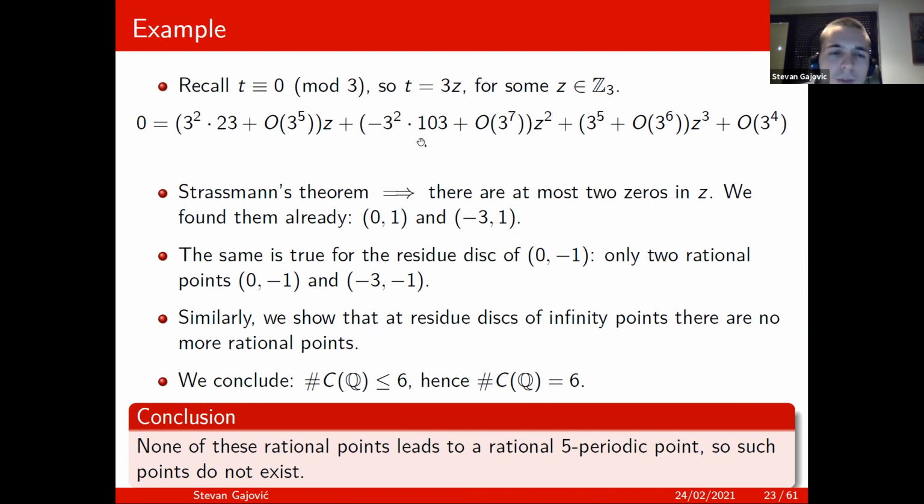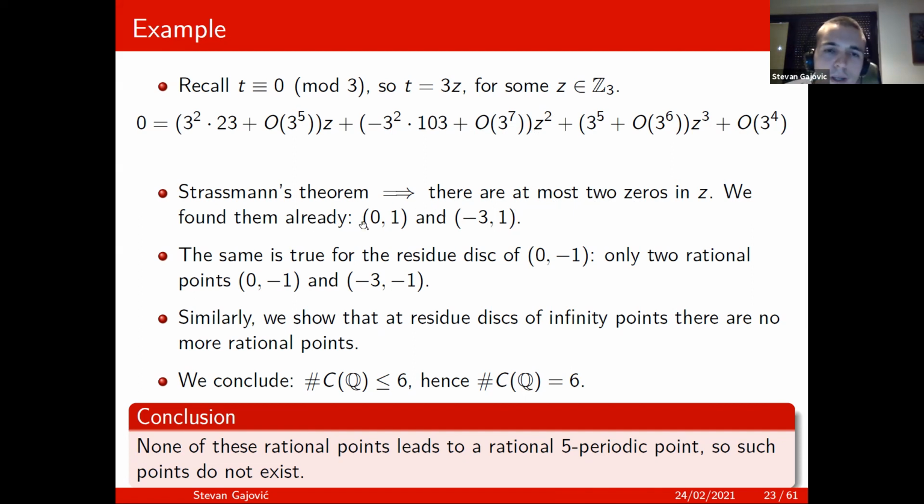And then Strassmann's theorem says, take the largest coefficient where the smallest valuation appears. It's a bit tricky to say, but the smallest valuation is 3 squared, and we take the largest amongst them. So this is the second one. And this number is the bound on the number of zeros. So in this case, there are at most 2 zeros.